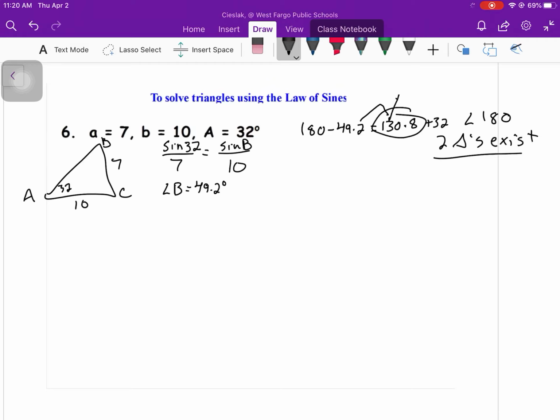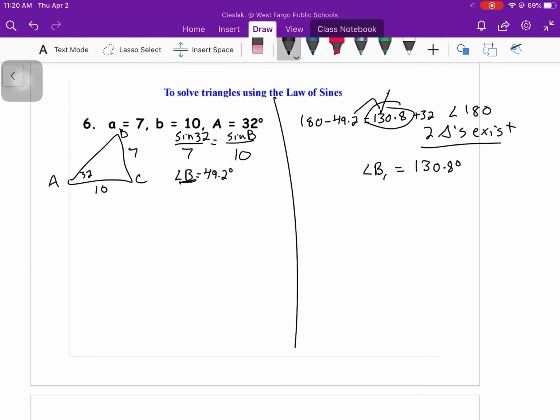Two triangles exist. Where this one right here is my other value that could be angle B. So I'm going to say this is angle B1 is equal to 130.8 degrees. Now you could call this one B1 and B2, just as long as you keep them separate, guys, so I know which ones I'm looking at. And now it's just a matter of solving both of them.